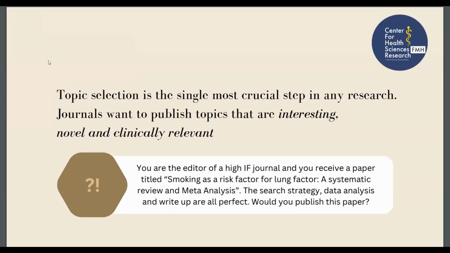It's written on the slide. You are an editor of a high impact factor journal and you receive a paper titled "Smoking as a Risk Factor for Lung" Oh, it's supposed to be lung cancer. Sorry, lung cancer: a systematic review and meta-analysis. As I mentioned earlier, when we look at the level of evidence hierarchy, systematic reviews and meta-analyses are at the top. So this is a very good level of evidence. Would you or would you not accept this particular article?